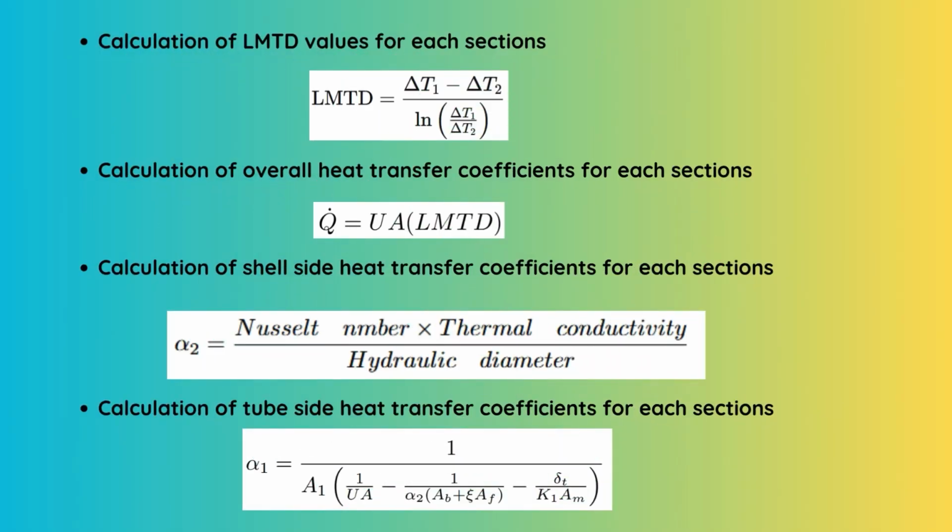Now, it's time to calculate the tube side heat transfer coefficient at each section using these equations. That's how the logarithmic mean temperature difference, LMTD, was calculated considering the end nodes' temperatures of the section. After that, the overall heat transfer coefficient, the shell side heat transfer coefficient, and the tube side heat transfer coefficient for each section were calculated using the equations mentioned here.